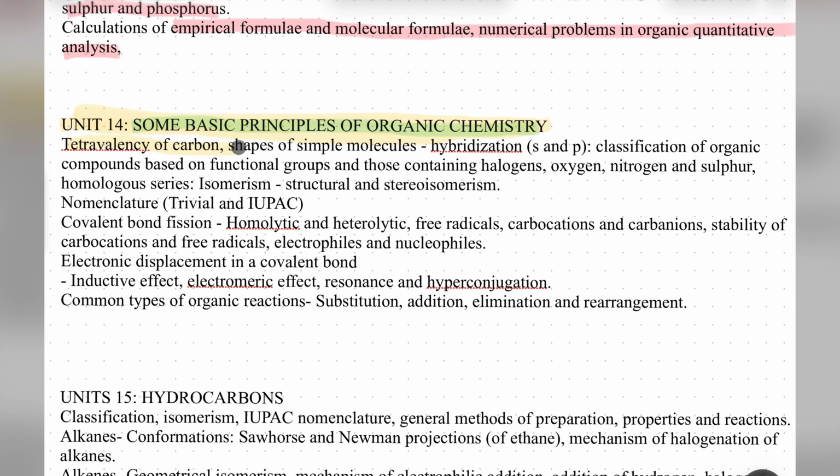Tetravalency of carbon, clear, and shape of molecule, hybridization, okay, and classification of organic compounds based on their functional groups, for example, oxygen, halogen, nitrogen, sulfur, homologous series, that is isomerism, structural isomerism, stereoisomerism, right? And nomenclature, common system and IUPAC system, and covalent bond fission, right? Homolytic fission, heterolytic fission, free radicals, reaction intermediates. This is carbocation, carbanions, clear?